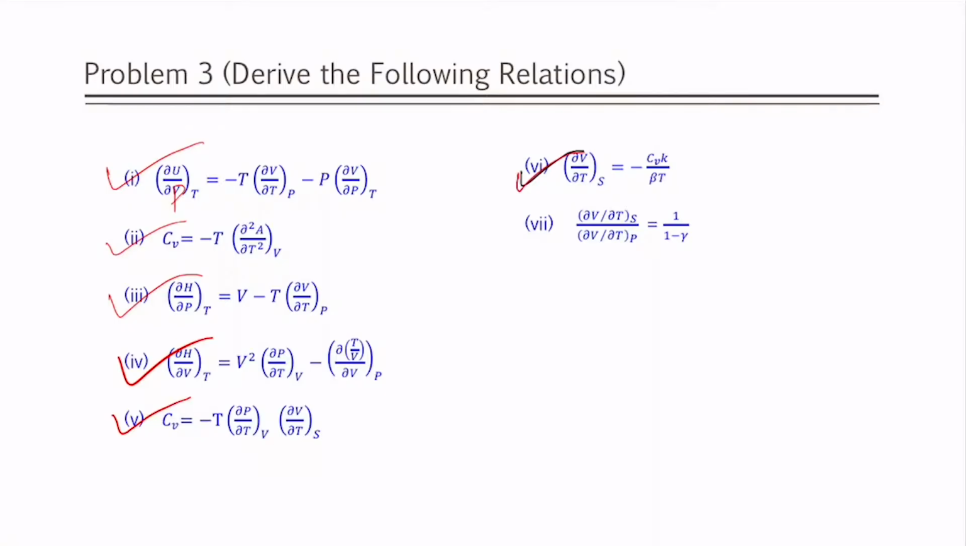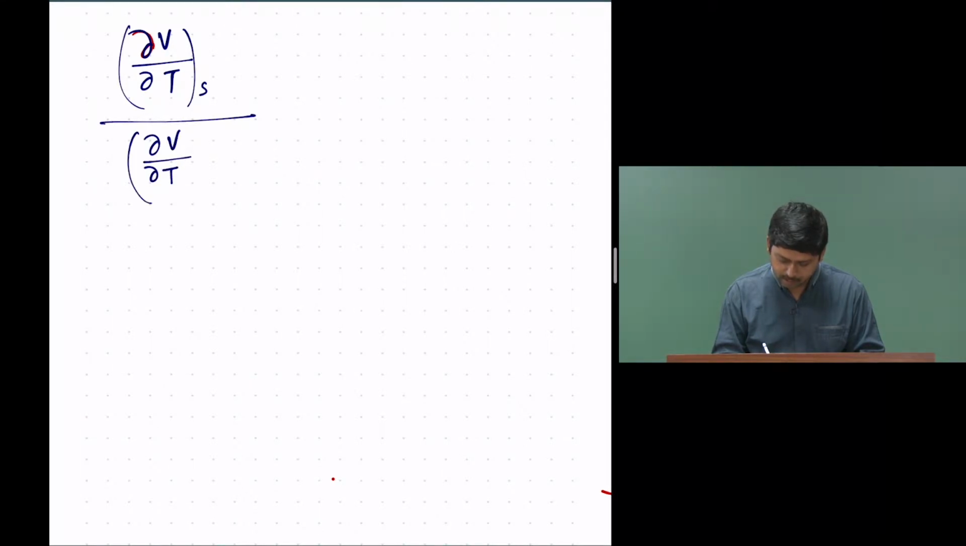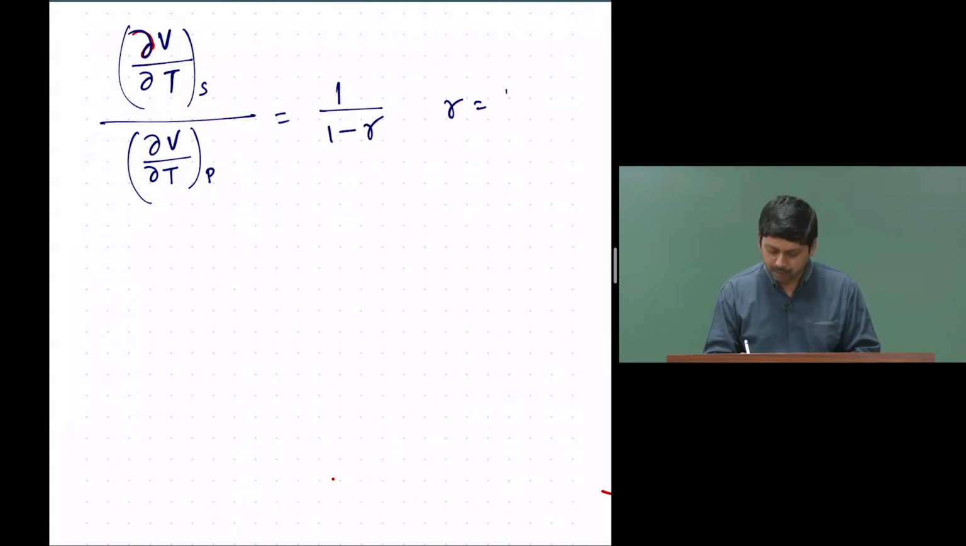Okay, so we will continue solving the thermodynamic relations problem, and the next problem that we are going to do is this one. So, let me write down. We have to show that (del V/del T) at constant S divided by (del V/del T) at constant P is 1 by 1 minus gamma, where we know that gamma is Cp by Cv.